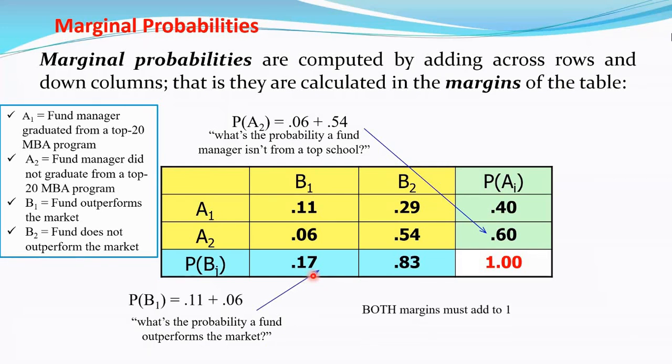So both margins, when we are adding, equal 1. This is the way of calculating the probabilities and the interpretation using the contingency table or cross-tabulate table.